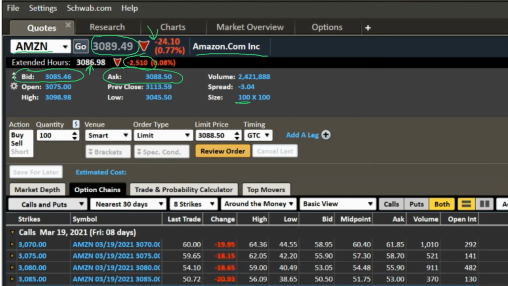And you can see the size here. That's 100 shares at the bid and 100 shares at the ask. So that means that there's only 100 shares at that quote. So if you, let's say, buy more than 100 shares or sell more than 100 shares, it'll be a different price for the next best price after those 100 shares. And of course here the spread is $3.04. So that's the difference between the bid and the ask right now.